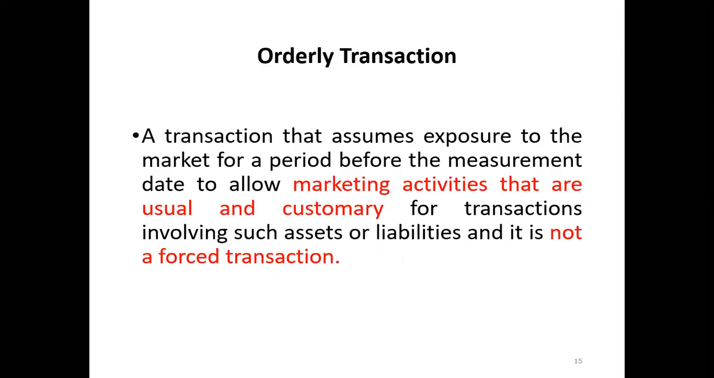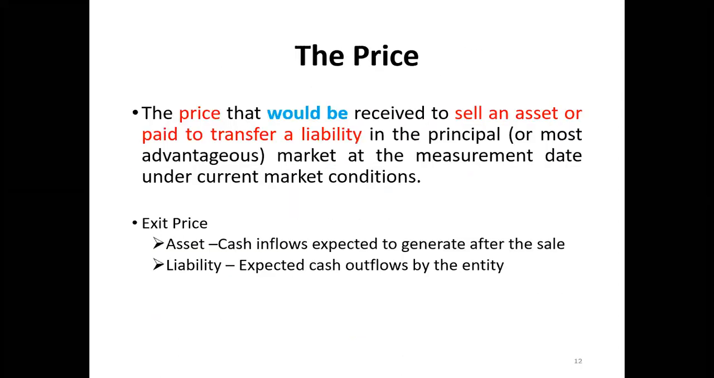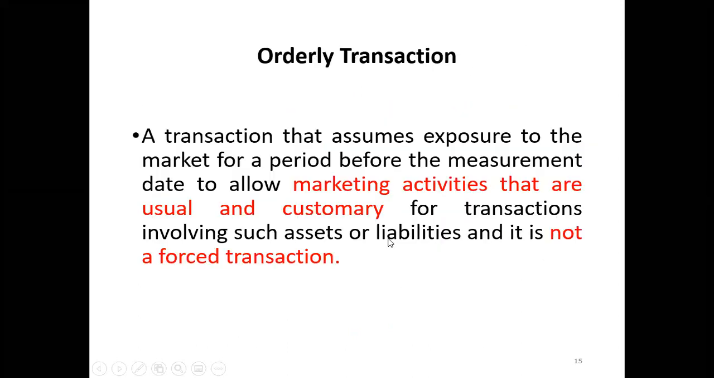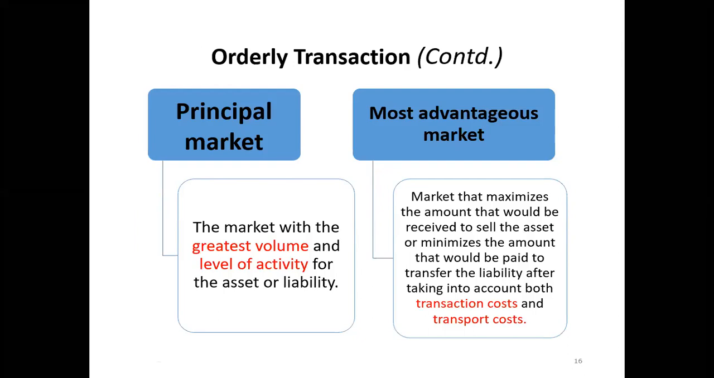So that's why, when it comes to this market, we first look at whether there is a principal market. In the absence of a principal market, we are referring to the most advantageous market. So therefore, the fair value is basically the exit price in the principal market, or in the absence of a principal market, you can say it is the exit price in the most advantageous market. Then how do you decide the most advantageous market?